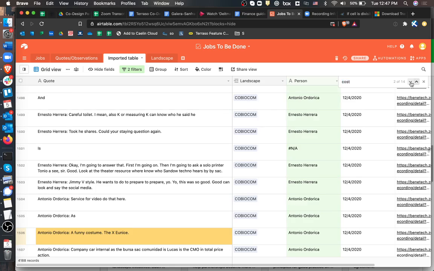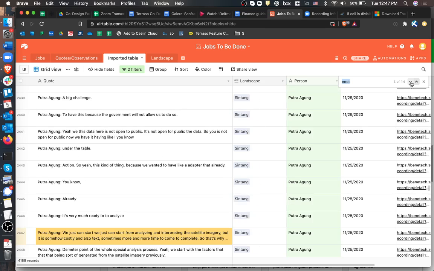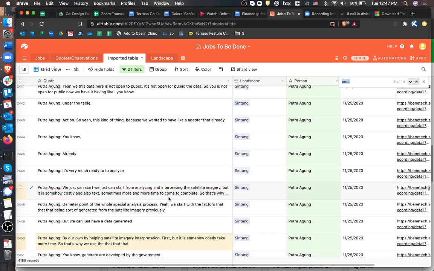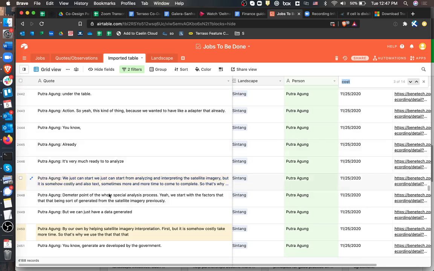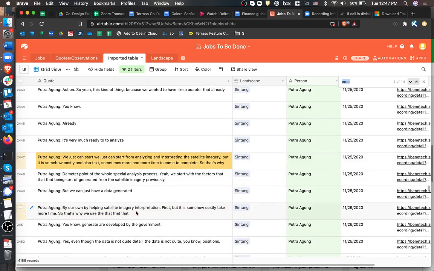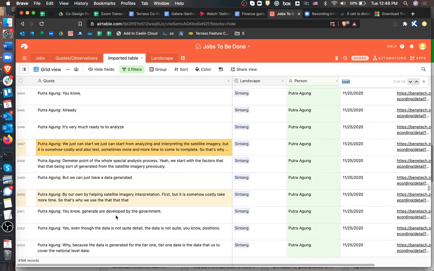So here we're talking about spatial analysis, and one of my users is saying, hey, we can start interpreting results from satellite imagery, but it's very costly. And then I can look at the context around all this and understand a little bit more. Oh, yeah, it's costly to take more time, blah, blah, blah.